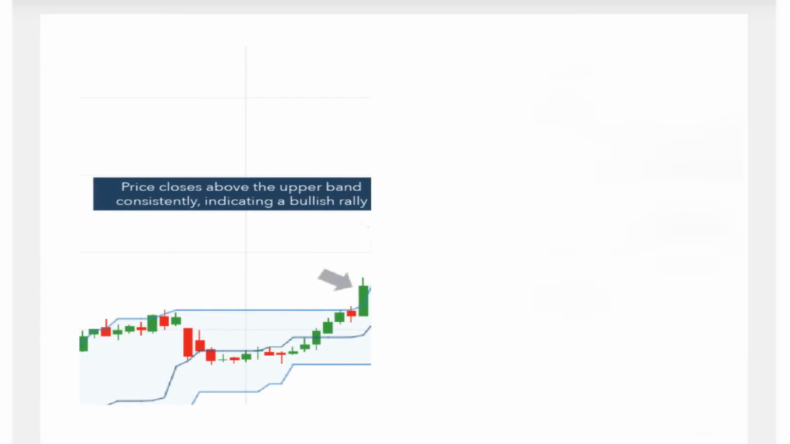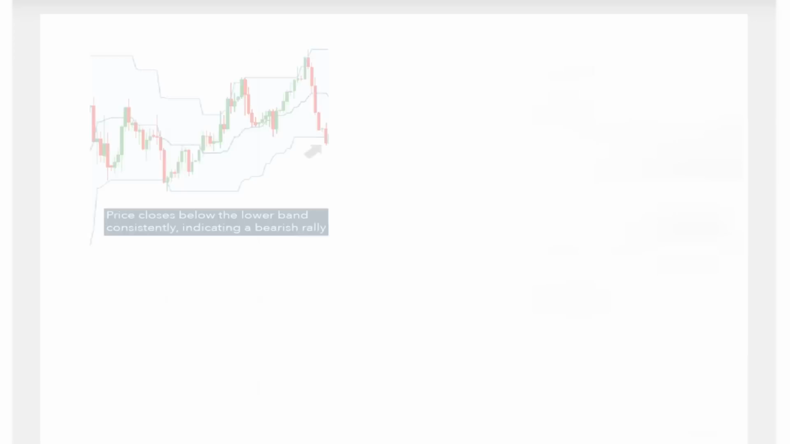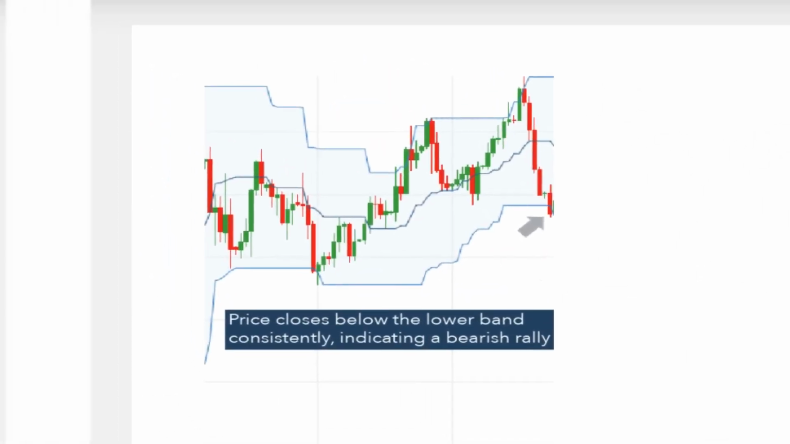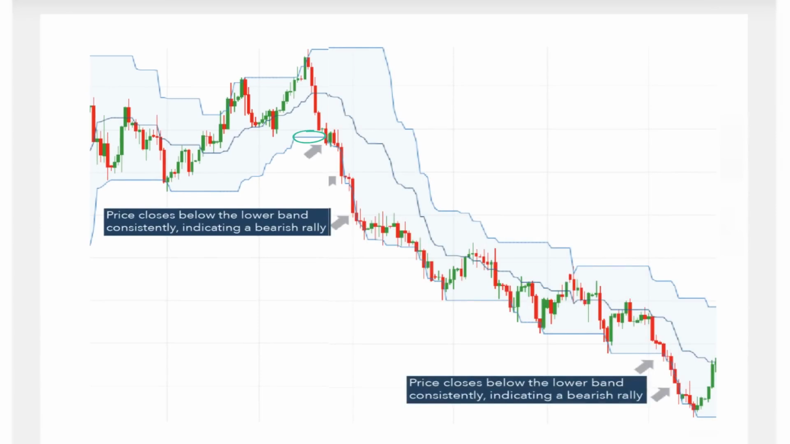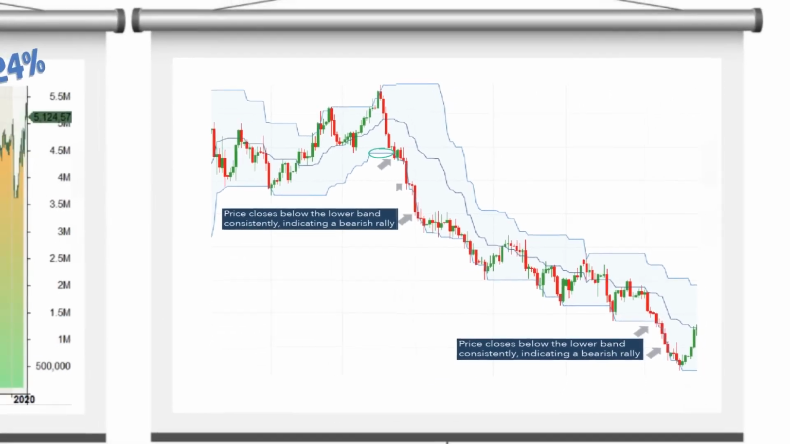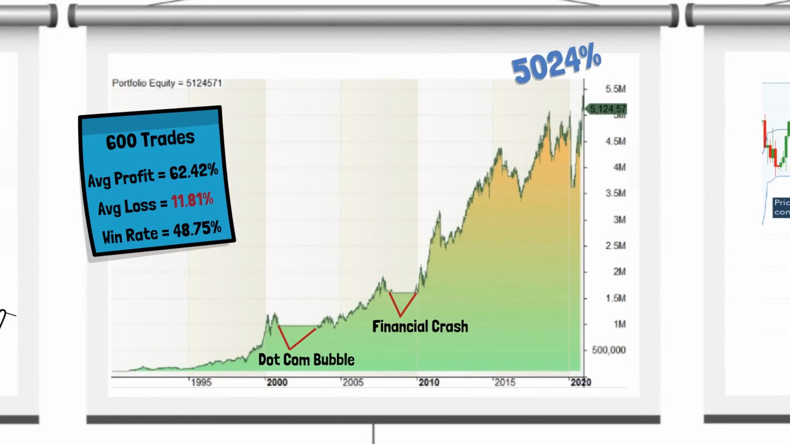A breakout trade could look like this, with a flat upper band followed by a closed breakout bar. Or traders looking to short a position may see a chart like this, but this time a flat lower band followed by a closed breakout bar to the downside. We can see similar breakout bars to the downside as the bearish trend continues. By using this Donchian method and some simple rules, let's look at how we could have achieved this 5,000% return.